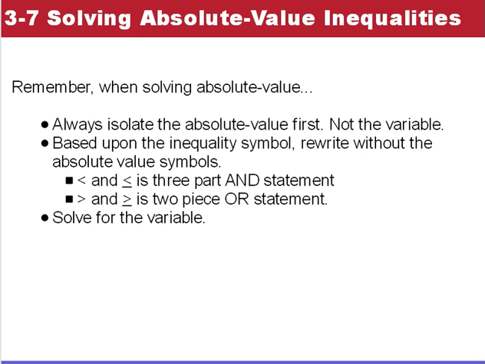So remember, when solving absolute value inequalities, you want to always isolate the absolute value first. Not the variable, but the actual bars. You want to remove the bars. Get that by itself. Based upon the inequality symbol, rewrite without the absolute value symbols. So for less than or less than or equal to, make it into an and statement. And greater than or greater than or equal to is an or statement. And we just solve for the variable.